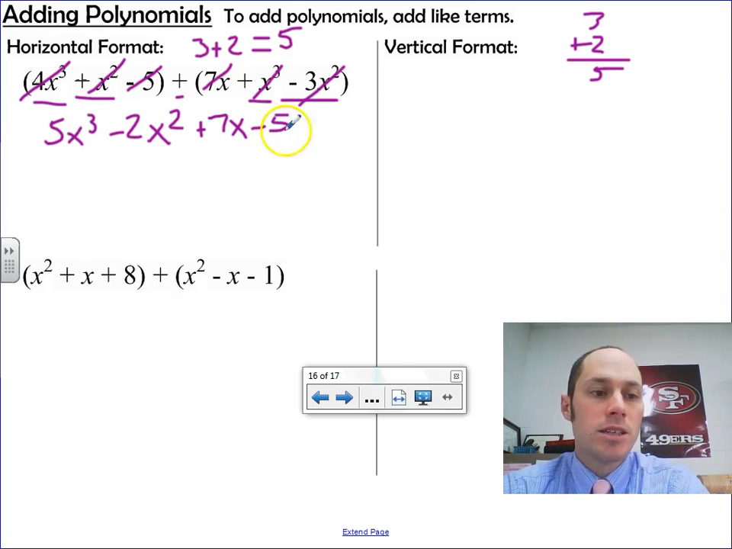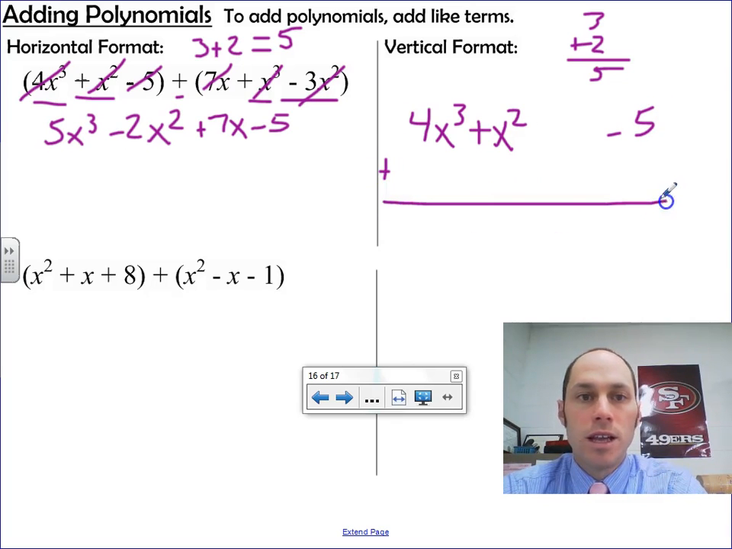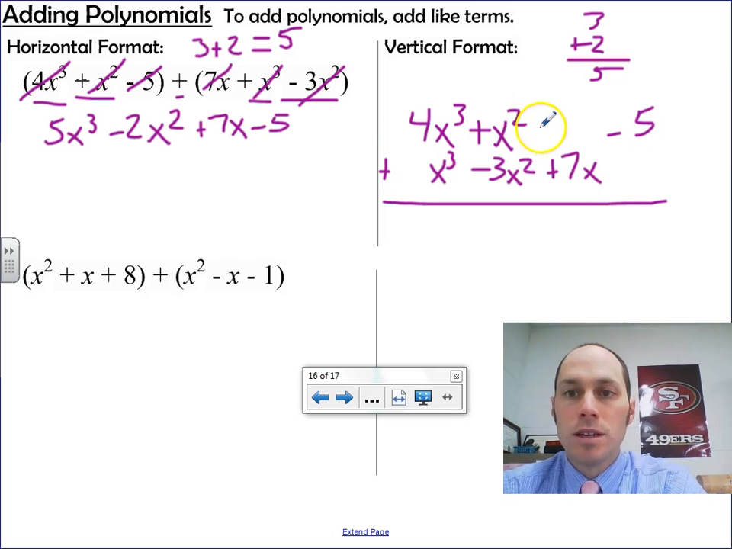They're in decreasing order. Vertically, I'm just going to line up my first term, 4x cubed plus x squared. I'm missing the x term, so I'll leave a space and put minus 5. Plus, line them up. I've got x to the third, I've got negative 3x squared, positive 7x, put that in the empty spot. And I have no constant term. So if you want, you can put zeros in there for your organization's sake.